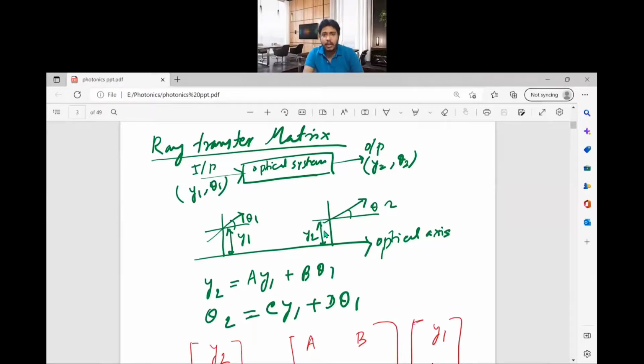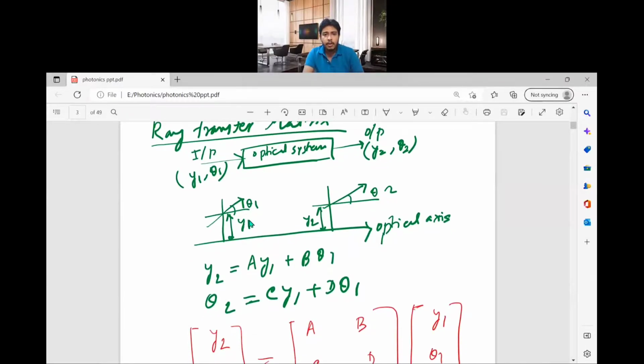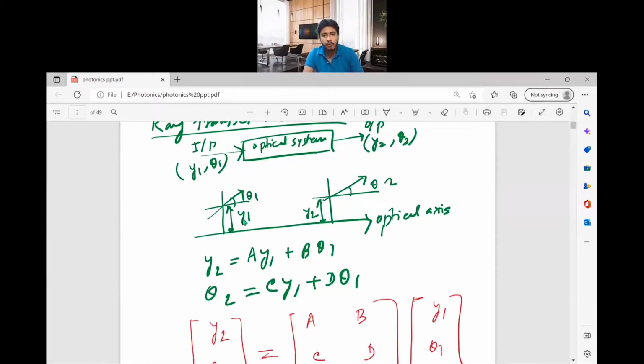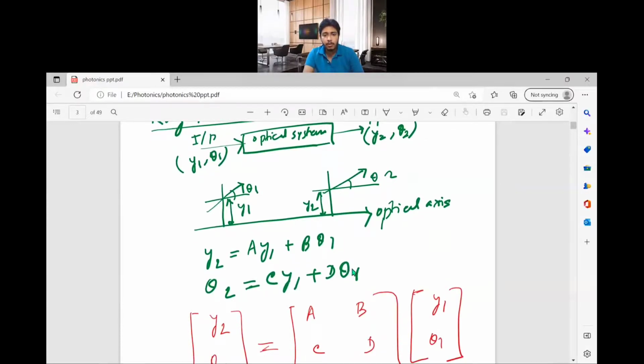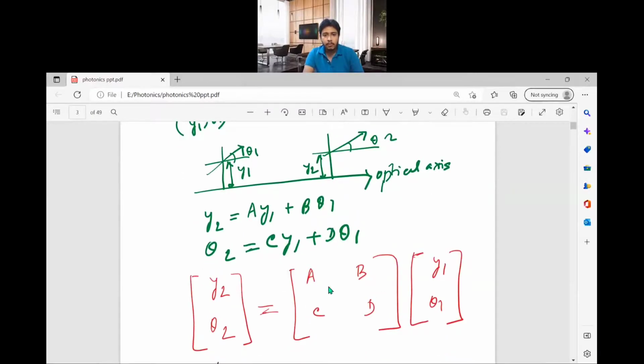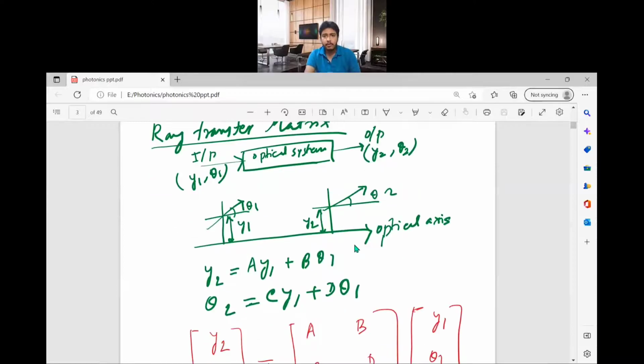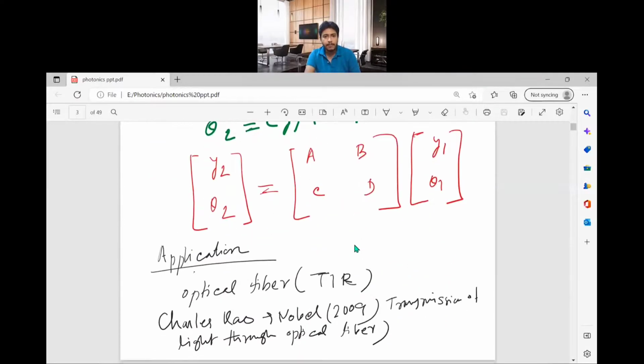This output ray can be related to the input ray using the ray matrix, which is defined by this: y2 is a function of y1 and theta1, that is, y2 equals A y1 plus B theta1, and theta2 is also a function of y1 and theta1, that is, theta2 equals C y1 plus D theta1. If you represent this as a matrix, you get y2 and theta2 in terms of A, B, C, D. These are the coefficients of the ray transfer matrix, and you give the input y1 and theta1. If you know the system matrix, you can get the output ray corresponding to the input ray. So this is the ray transfer matrix, and you can uniquely define any optical system using it.